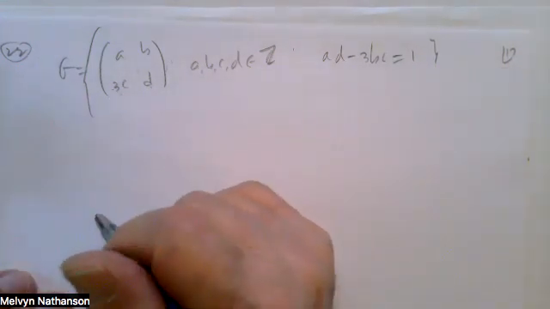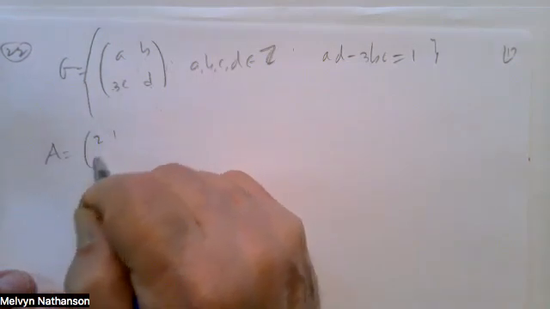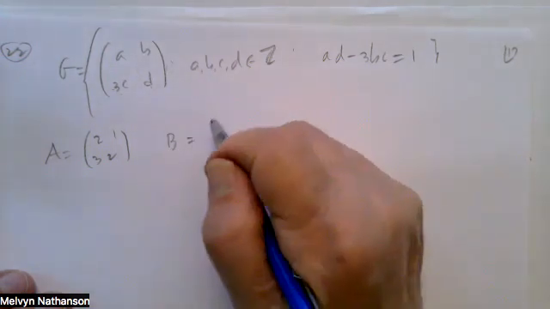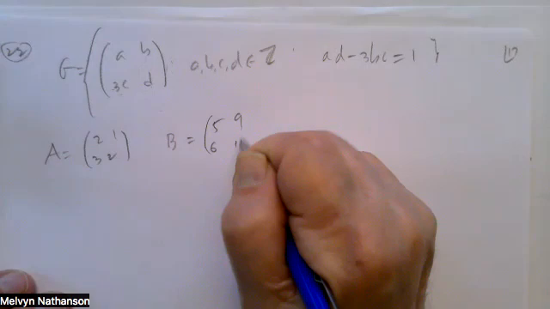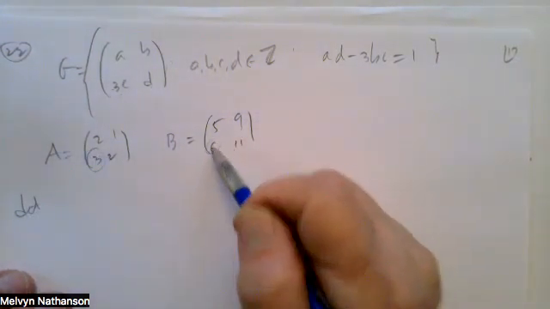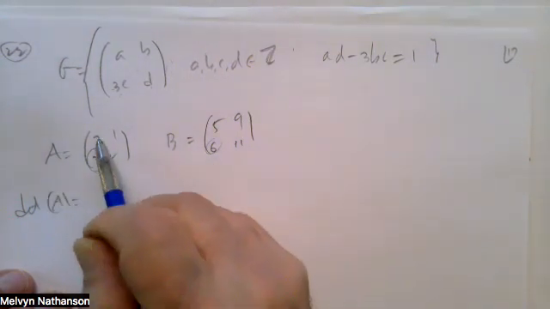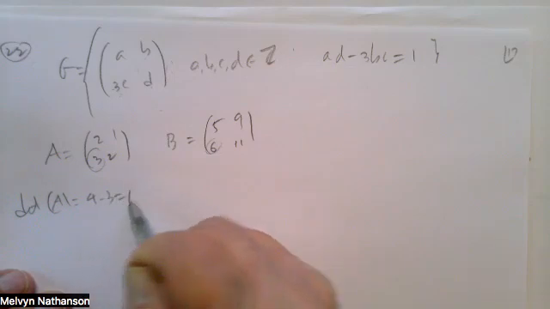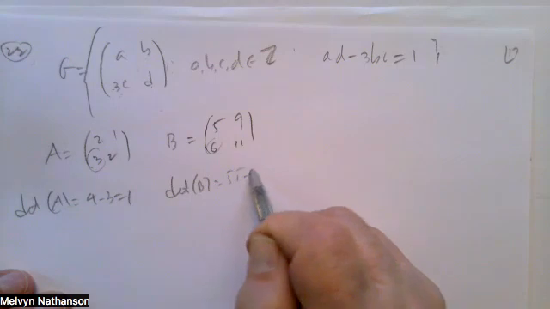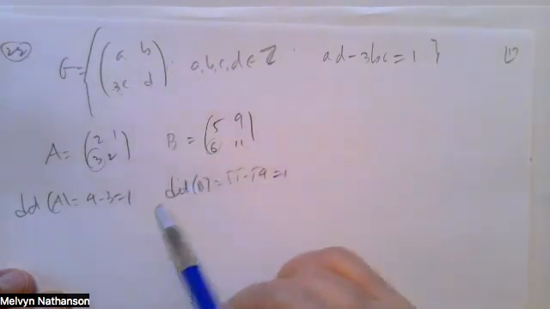So for example, if I take A to be the matrix 2, 1, 3, 2, and B to be the matrix 5, 9, 6, 11, we can check the determinant. Each of these lower left-hand numbers is a multiple of 3. The determinant of A is 4 minus 3, or 1. The determinant of B is 55 minus 54, which is 1. So these are both elements of this set.